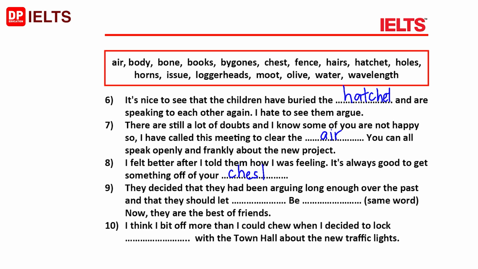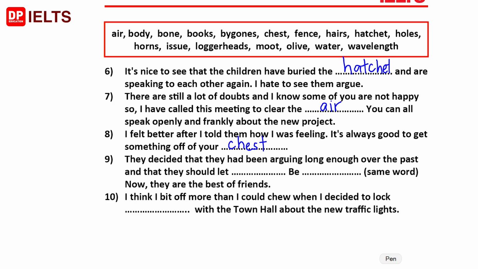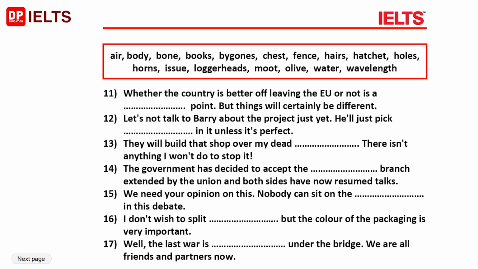Next one. They decided that they had been arguing long enough over the past and they should let bygones be bygones. There we are. I think I bit off more than I could chew when I decided to lock horns with the town hall. Next one. Whether the country is better off leaving the EU or not is a moot point.